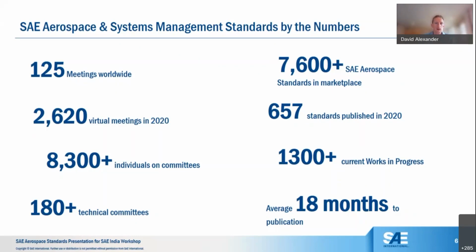Last year we published 657 aerospace and systems management documents, new and revised, and there are around 1,300 current works in progress. So it's a very, very big operation, very, very important standards. Okay, next slide, please.